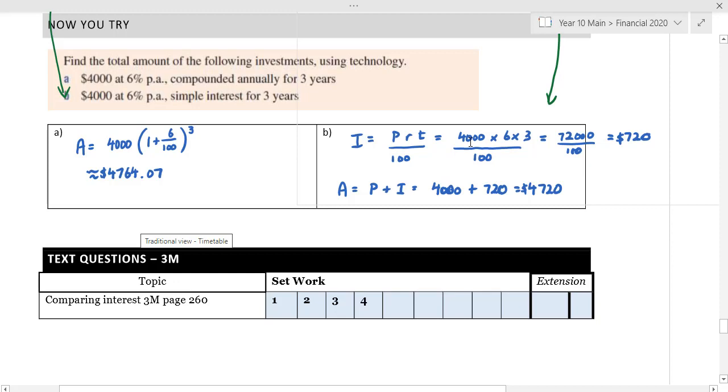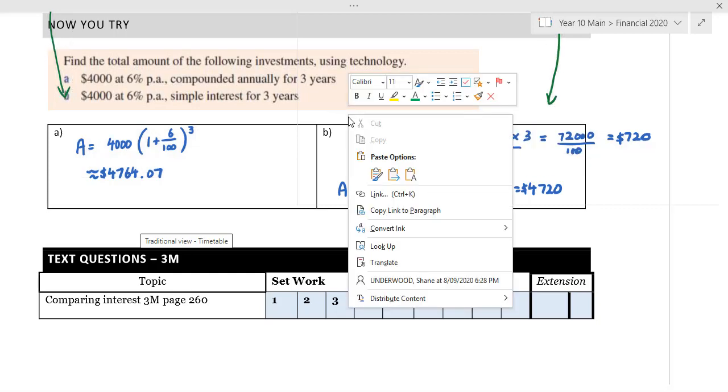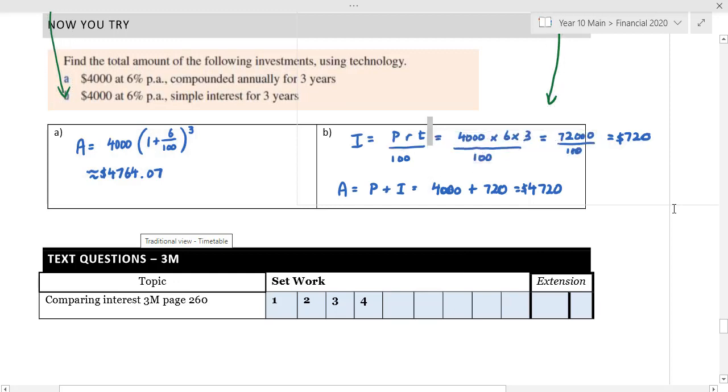Now, of course, that's going to be more than, it's actually a bit over $44 more than simple interest. So for simple interest, first of all, we've got to use this formula, I equals PRT over 100. And let's put that in together. I did this one by hand because we're looking at 72,000 divided by 100, cancel out 2 zeros, that's $720, but you can use a calculator. And then I'm adding that to the principal, so we've got $4,720.